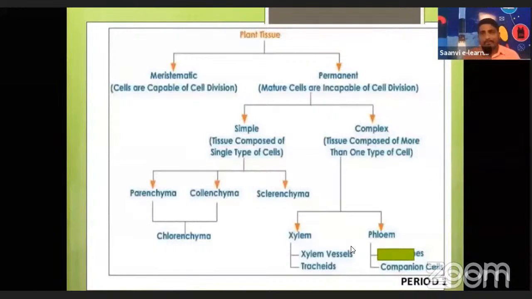Complex tissues are composed of more than one type of cell. In complex tissue, more than one type of cell can be seen, but in simple tissue, only a single type of cell is present. Then in the simple category, on the left side, it is again divided into three subcategories.